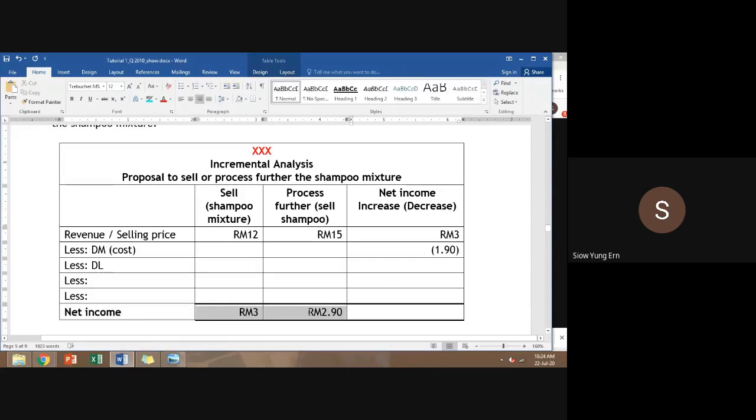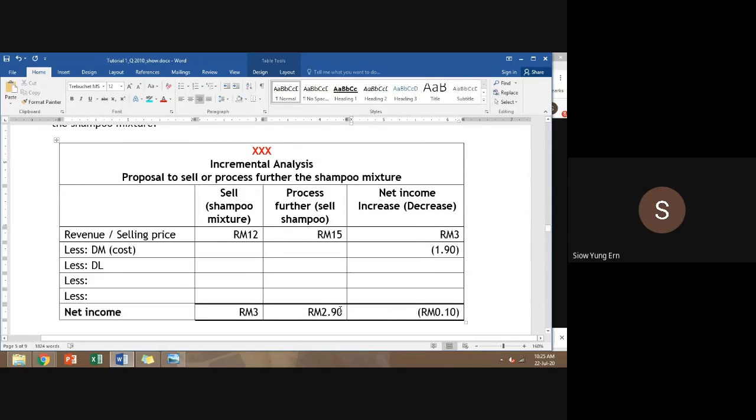Okay, last one, net income. What do you get? Net income. So net income, you can either add up all the amounts here. If it is in bracket, it means you minus. Okay, if it is not in bracket, then you just add up. Or you can also compare this one, 3 ringgit and 2 ringgit 90 cents. Correct. You have a negative 10 cents per gallon.